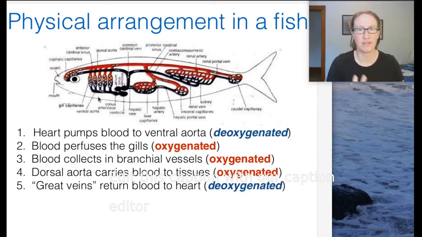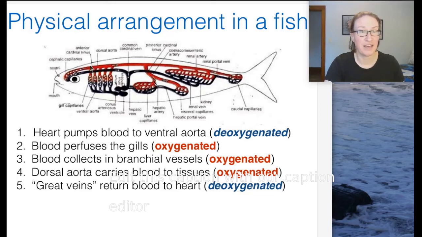So ventral is anything that's on the lower body surface. And at the ventral aorta, this blood is all deoxygenated. So in this drawing, the blood's black. At that point, blood's going to perfuse or flow through the gills, right? So we're going to remember countercurrent exchange here. And at that point, it's going to become oxygenated.